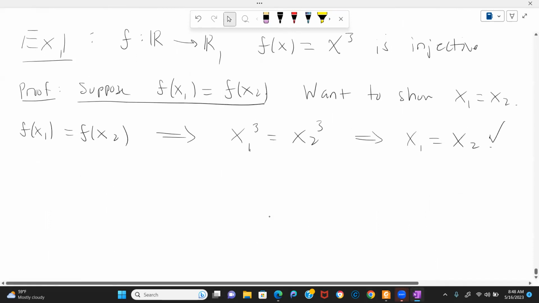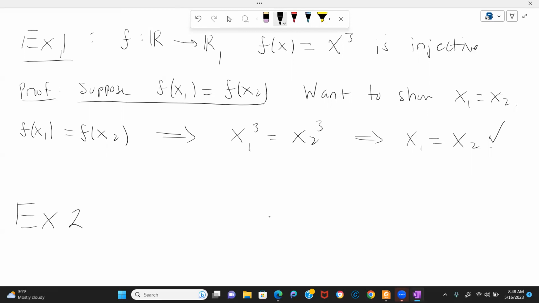The fact that we can take a cube root here is really crucial. We don't have to worry about pluses or minuses, because we're taking an odd root. So you can imagine this generalizes. If you have x to the fifth, x to the seventh, ninth, 11th, x to any odd power is going to be an injective function.